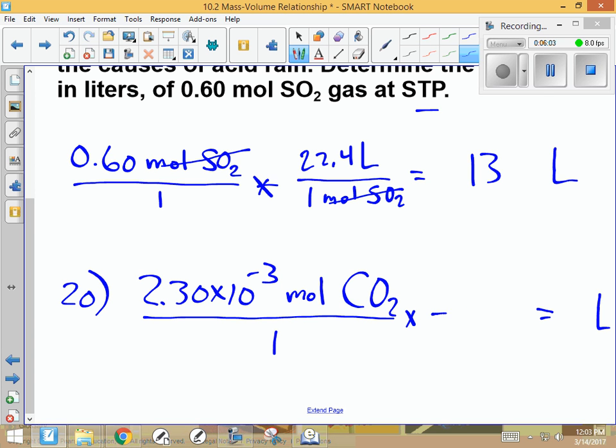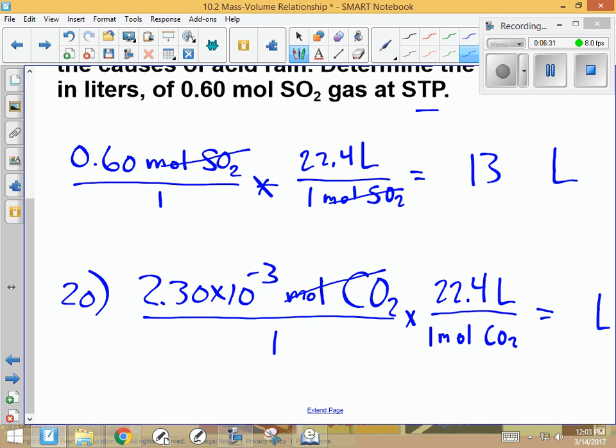So I have to multiply it by a conversion factor. What's the unit on the top of the conversion factor? It's going to be liters. And what's going to be on the bottom so that moles of CO2 cancels out? Moles of CO2. At standard temperature and pressure, how many liters is 1 mole of CO2? How many liters? It's always 22.4.